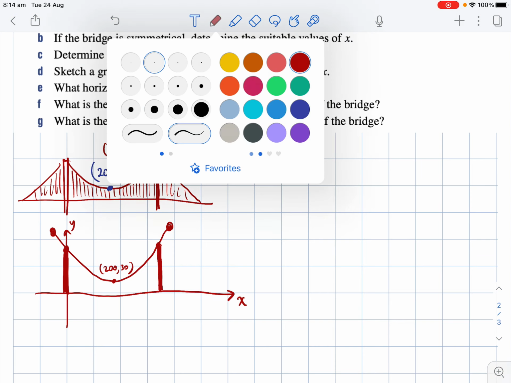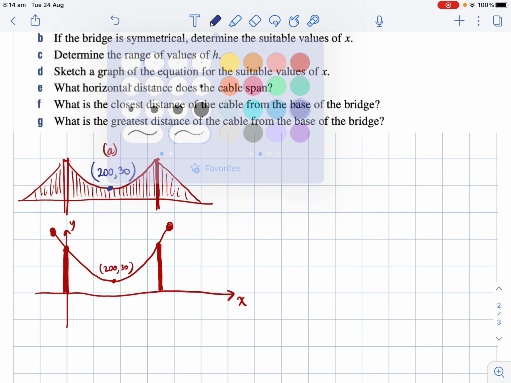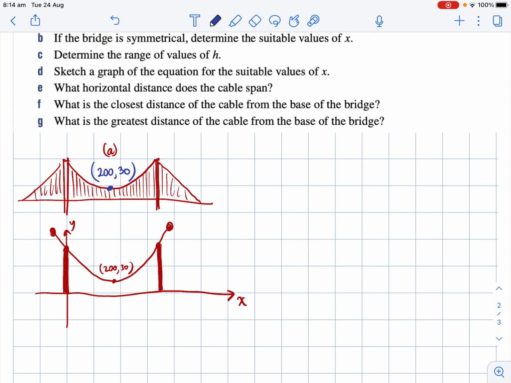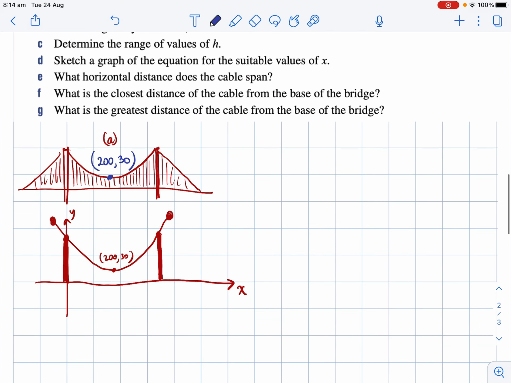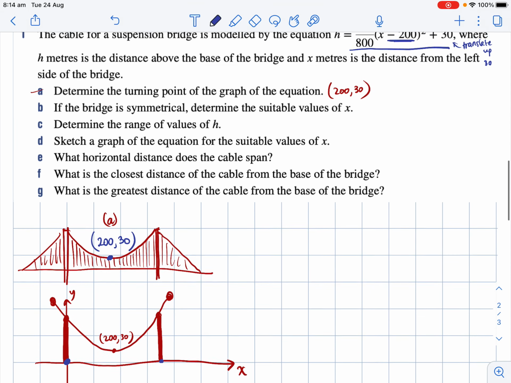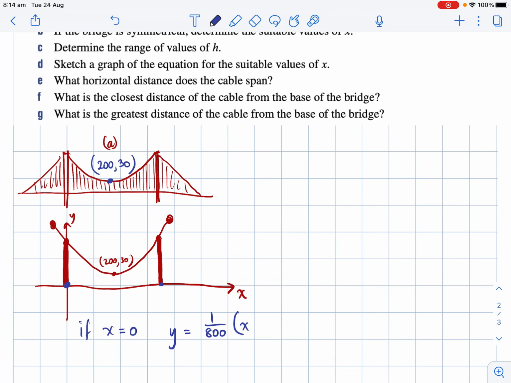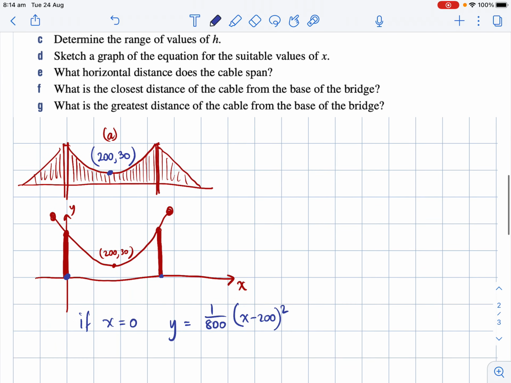So let's actually find out what the y value is when x equals 0. And I think I'm actually going to probably answer a future question here, but let's just, not quite what it's asking, but think about this logically. If x equals 0, then y will equal 1 over 800, lost my equation now, (x minus 200) squared plus 300.